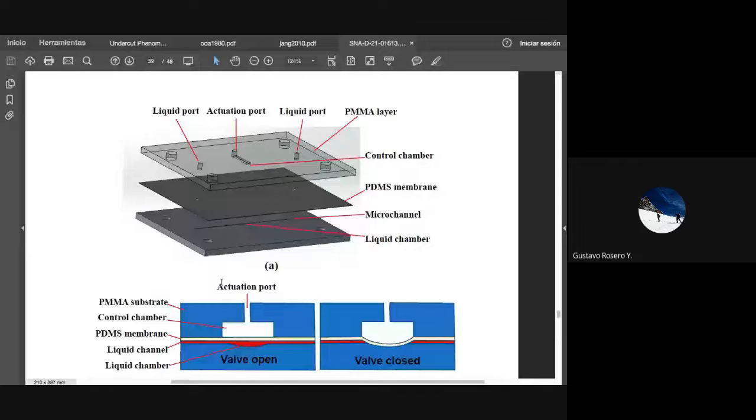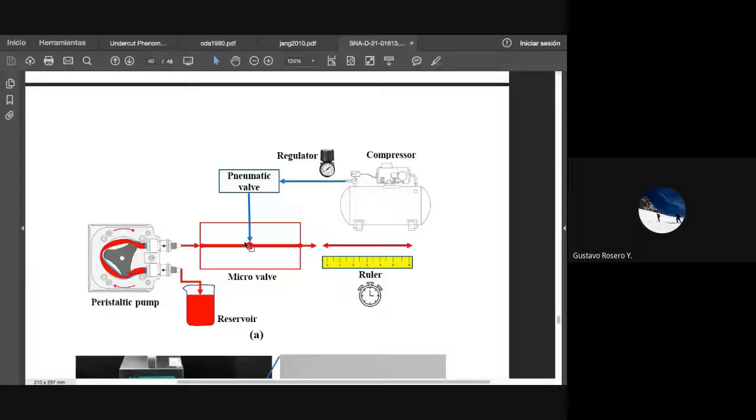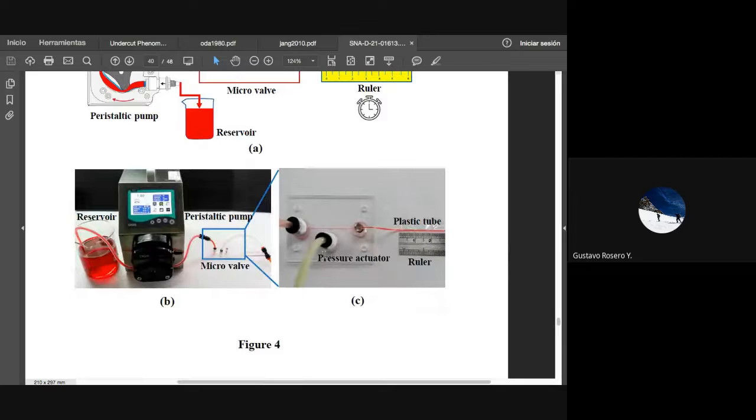And then they also make a valve. This is a valve with a PDMS membrane. This is the channel, this is the membrane, and this is the control, the actuation port for the valve. They use a pneumatic valve. It means they use a compressor in order to push the PDMS membrane, and this is how it looks when the valve is open and closed. And this is the pressure actuator.